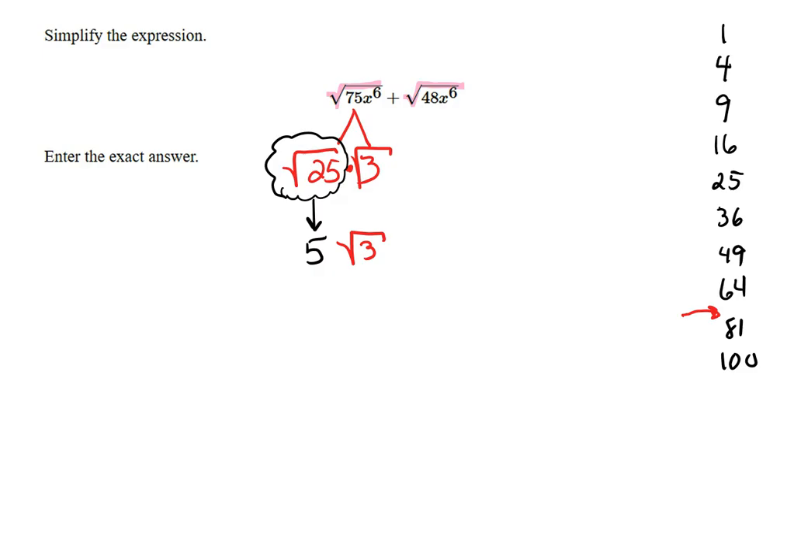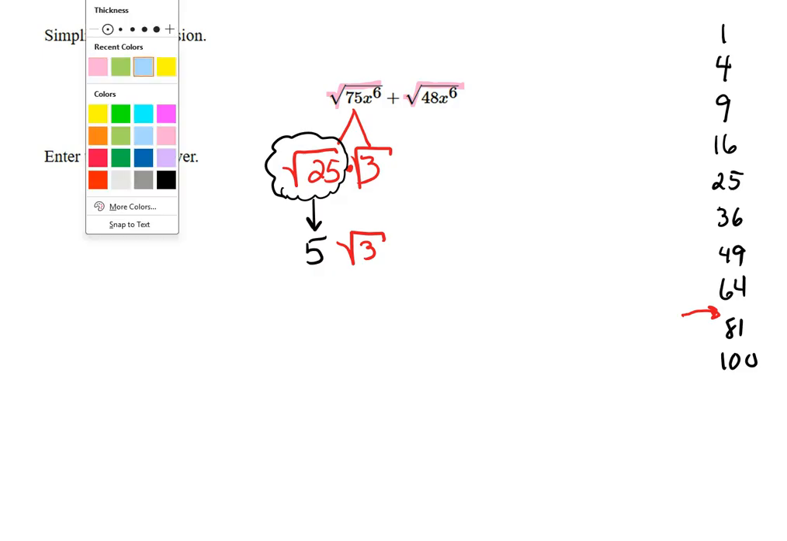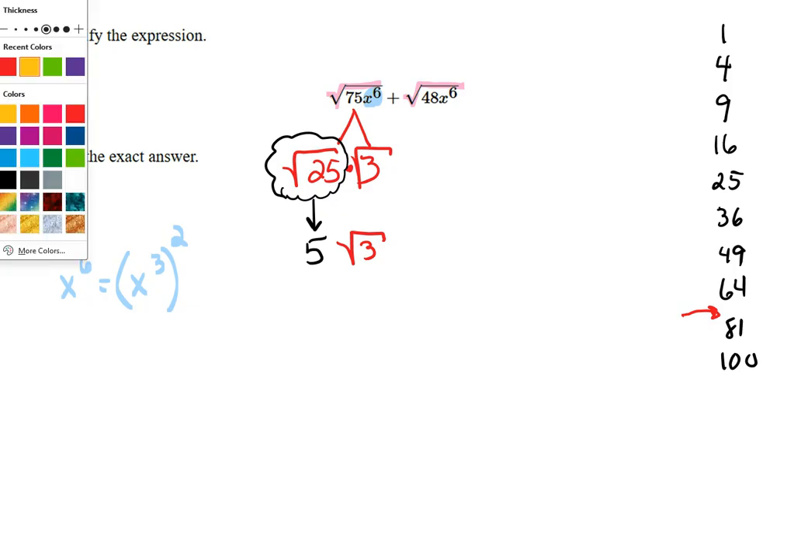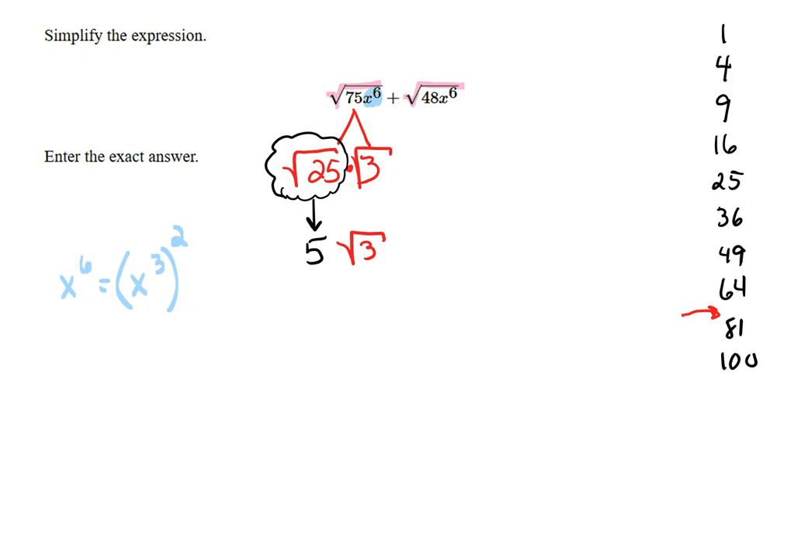Let me get a different color here, a blue. The x to the 6th, okay, that's a little different because it's a variable. And there's a shortcut trick on this. If I have an x to the 6th, that was actually an x cubed that got squared. If you remember your exponent rules, if you have a power raised to another power, which I do here, I have a 3 raised to a second power. So you multiply 3 times 2, and that's where this 6 comes from. I'm just kind of working backwards.